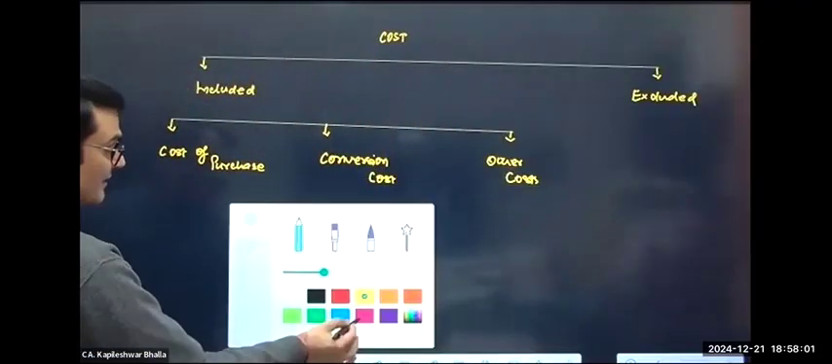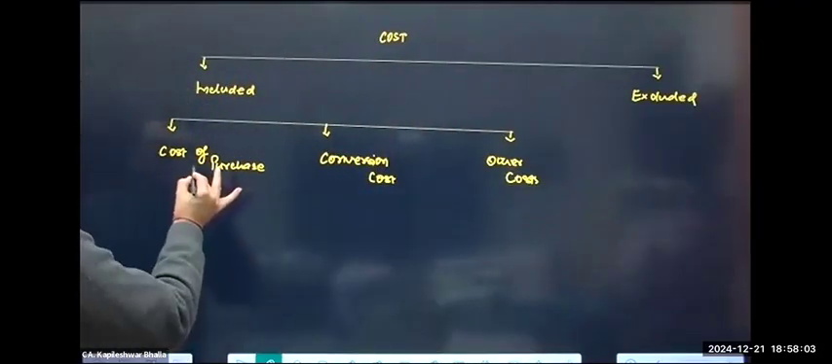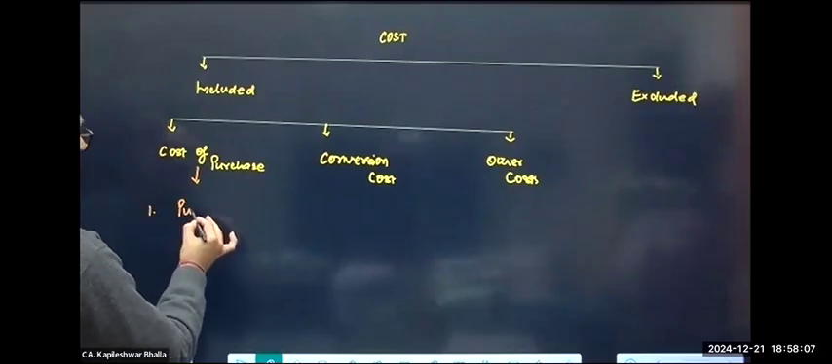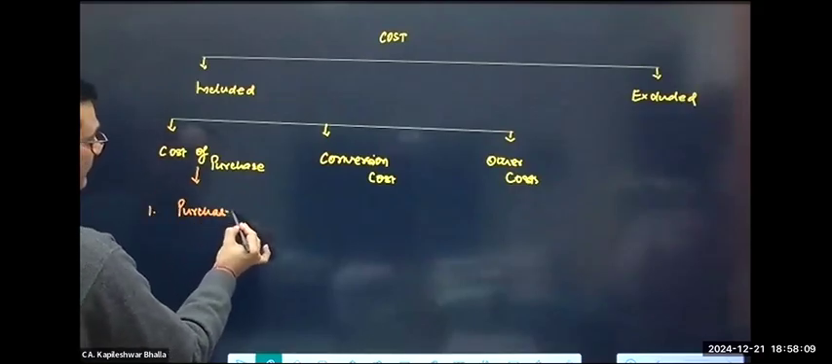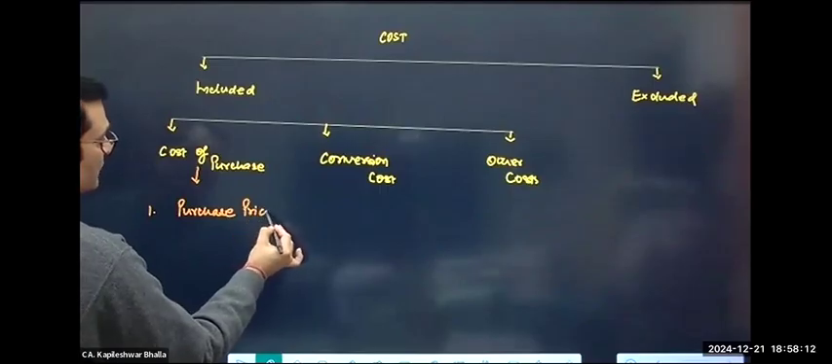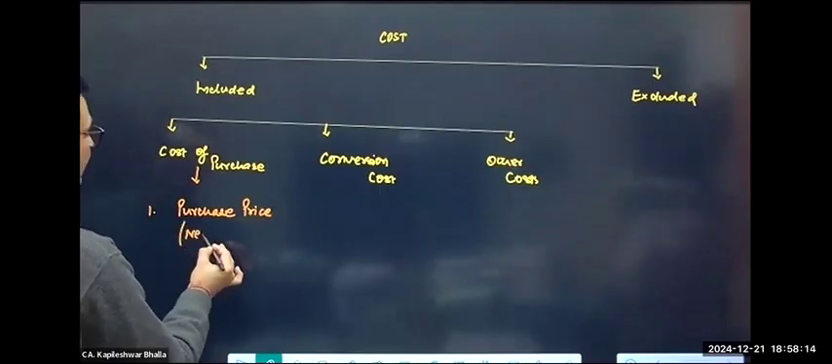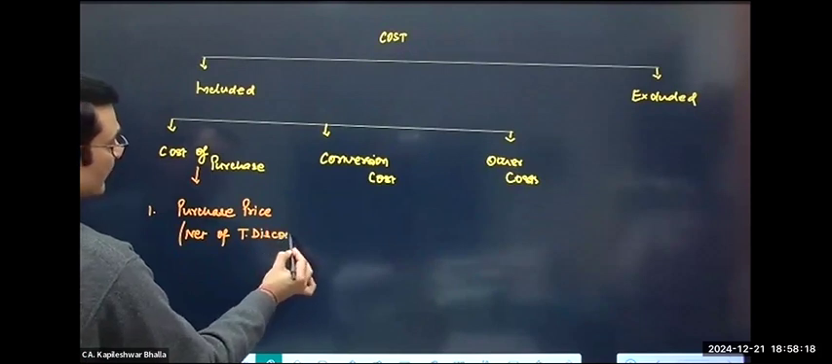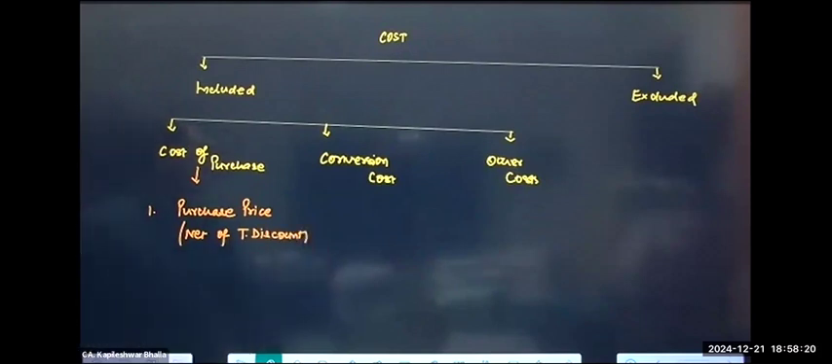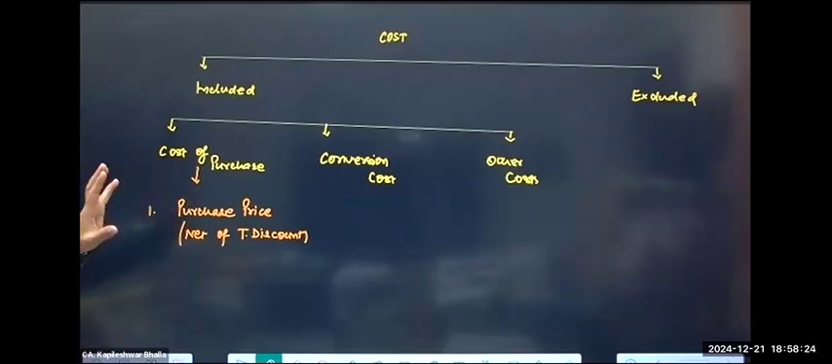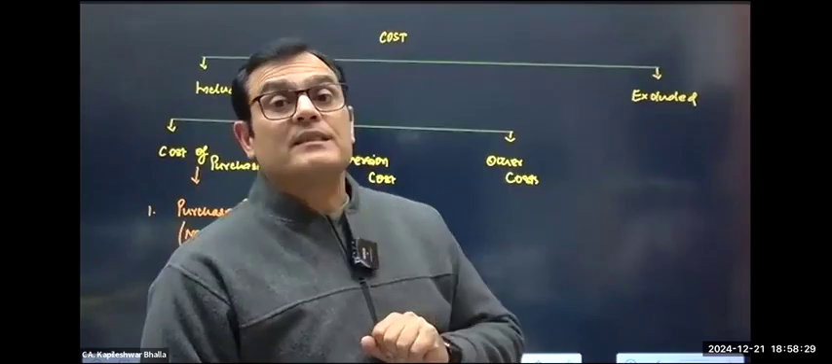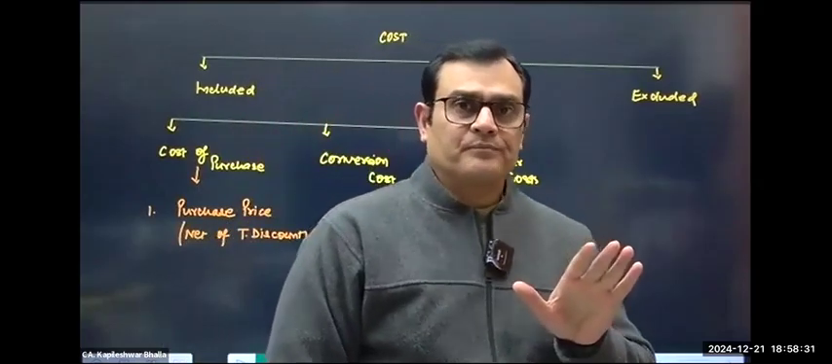Okay, so let's see what is taken as a part of the cost of purchase. When you consider the cost of purchase, number one, you need to consider a purchase price. This is going to be taken net of trade discount, not cash discount. So you will take a purchase price which is net of trade discount, not cash discount.